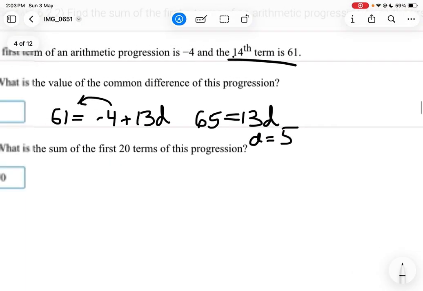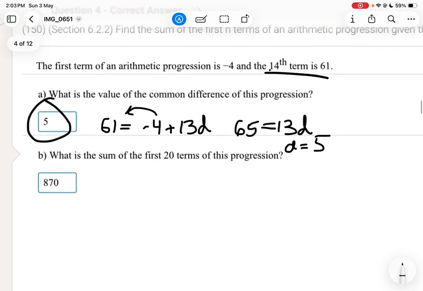Okay, now you found the difference. When you find the difference, everything else will become easy. So you want to find the first 20 terms. You know that the sum of the first n terms is n over 2 times (2 times A1 plus (n minus 1) times D). So for the first 20 terms, n is 20.